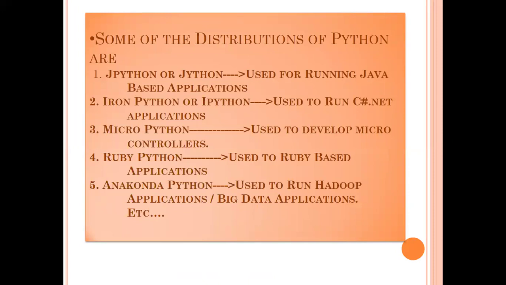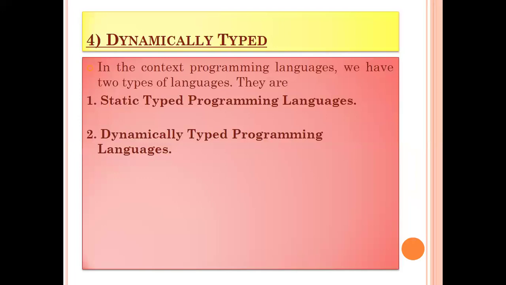IronPython, used to run C#.NET applications. MicroPython, used to develop microcontrollers. RubyPython, used to develop Ruby-based applications, and Anaconda Python, which is used to run big data applications.